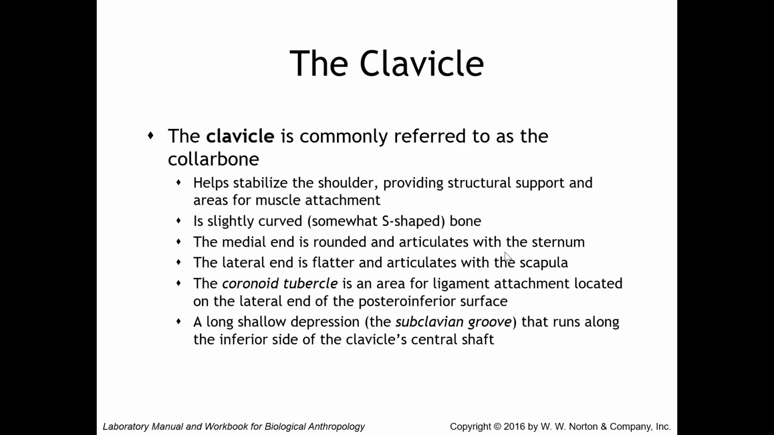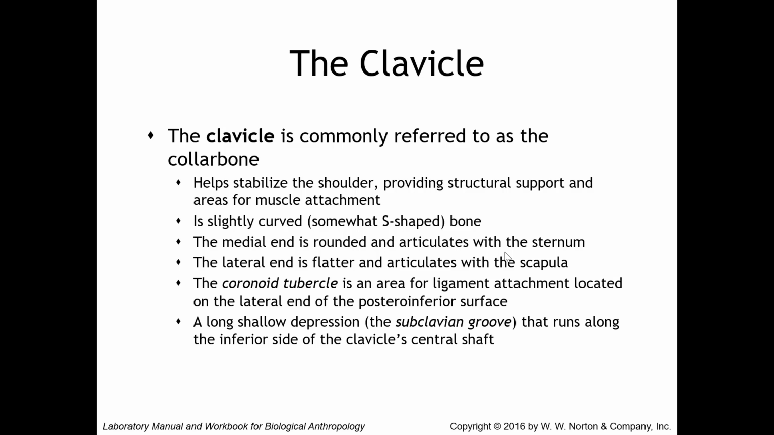And the clavicle is commonly referred to as the collarbone. It helps stabilize the shoulder and provides structural support for the areas for muscle attachment. It is slightly curved, somewhat S-shaped of a bone. The medial end is rounded and it articulates with the sternum. The lateral end is a lot flatter and it'll articulate with the scapula.